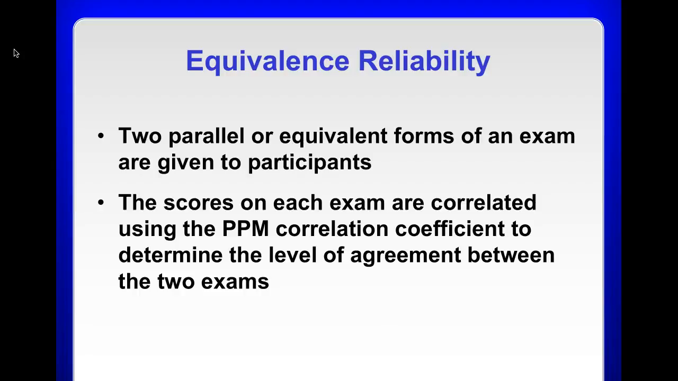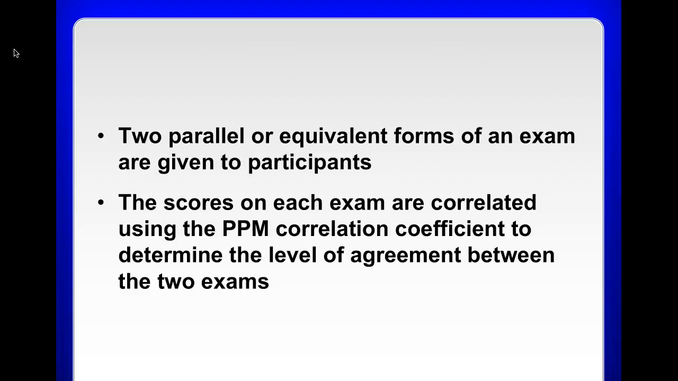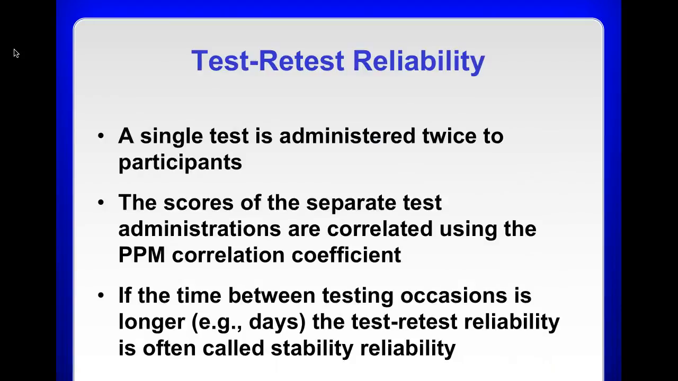Scores in each exam are correlated using Pearson to determine the level of agreement between the two exams. Split halves, administering the same test twice, or two separate tests may not always be the best option. Again, the most common thing we're going to see is test-retest. That is probably where the test that you're going to devise is going to take place, because you want to have replicability of that test, right? Going back to being reliable, we want to have the reliability in that same test that you're doing.